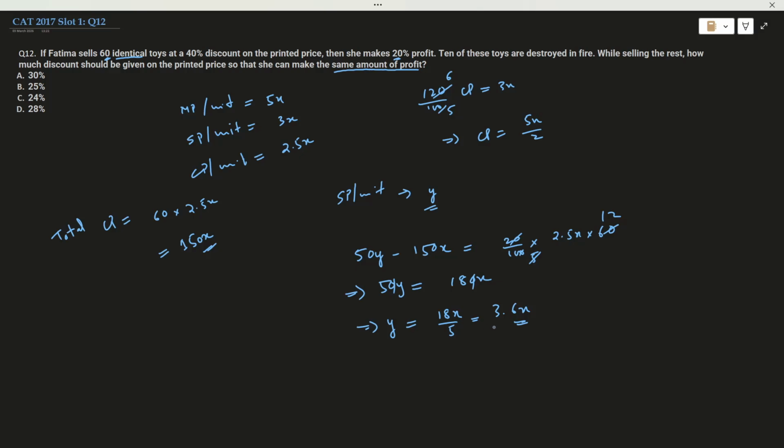Okay, so she is selling the rest of the toys at 3.6x per unit. And what was the initial mark price? Initial mark price is 5x, final is 3.6x. So what is the discount that she is giving? She is giving a discount of 1.4x on 5x to 100. X gets cancelled, this and this will get cancelled, 20, so 28%. So 28% is the correct answer.